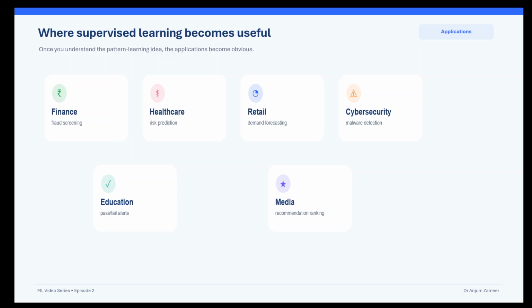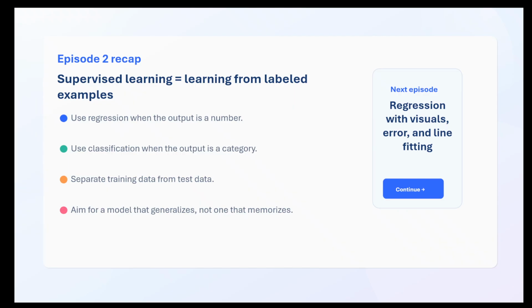So these are areas: finance, fraud screening; healthcare, risk prediction; retail, demand forecasting; then cybersecurity, malware detection; education, pass-fail alerts. It can be used in multiple other ways as well, but this is one of the very simplest examples to understand. In all the fields, we have given very simple examples here. So recommendation rankings in media. These are the examples where supervised learning can in fact contribute.